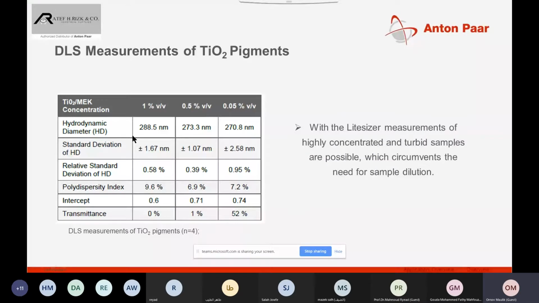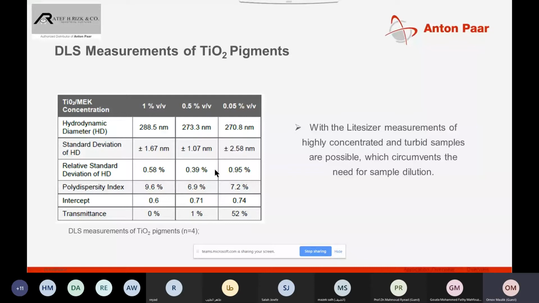And you can see over here the hydrodynamic diameter of that is 288 in nano ranges, which would definitely give you, I would say, a lustrous type of finish of your paint. Also, one more thing to add: most of the paint or TiO2 pigments are highly turbid, and our system is very much capable of measuring highly turbid samples.